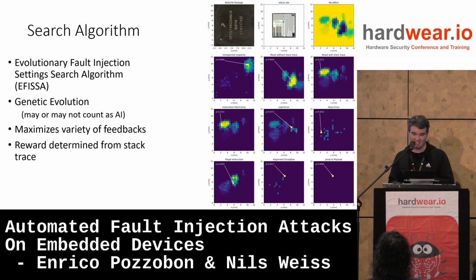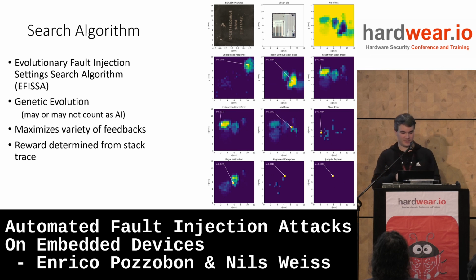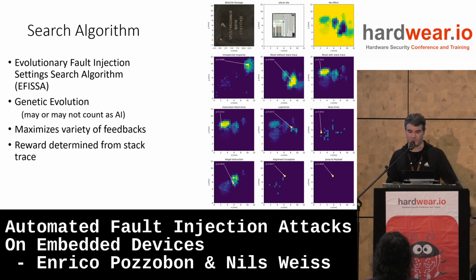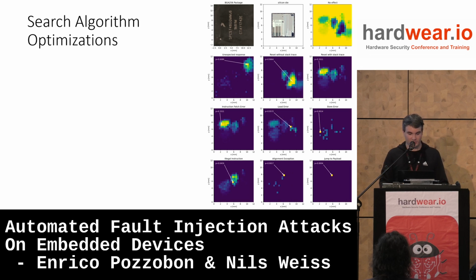Initially, the idea was to maximize the variety of different feedbacks to try to explore as much as possible the search space and find different results from the fault. But later when we figured out that all of these probabilities are correlated, we focused on a different thing: searching for faults that are correlated with the successful jump to payload. And the reward for this genetic algorithm is determined from the stack trace itself.